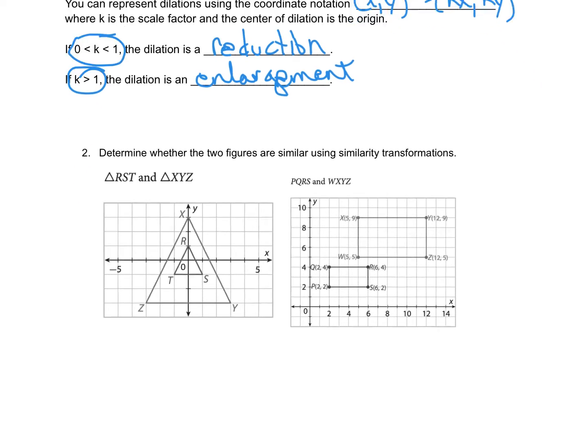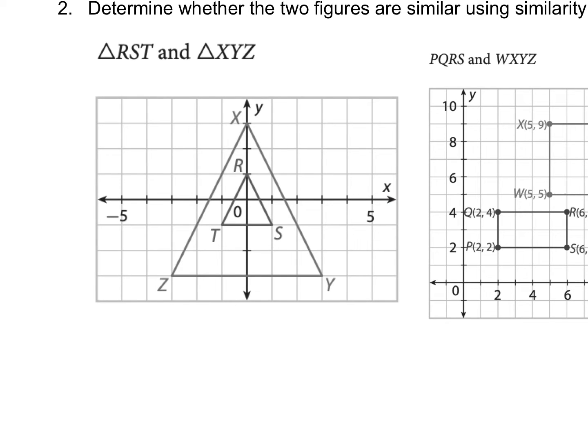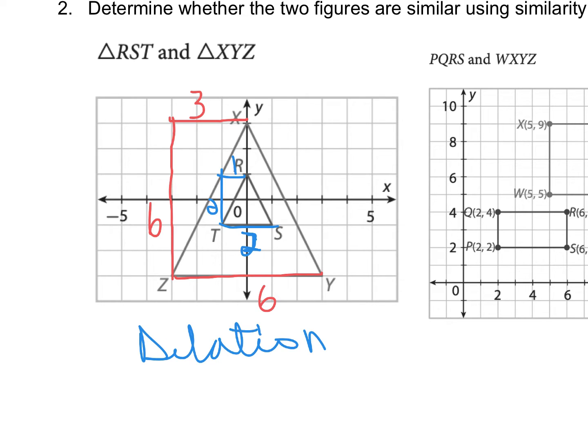So if we look at this, let's check two sides here. 1, 2, 3, and 1, 2, 3, 4, 5, 6. And 1, 2, 3, 4, 5, 6. So this figure, that is a 2, and 1, 2, 1. So this is a dilation. Yes, these two figures are similar because of a dilation with a scale factor of 3.